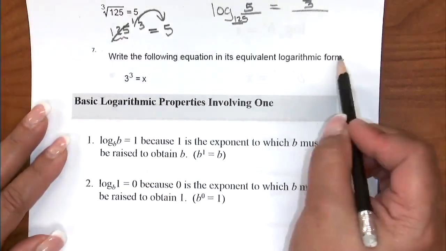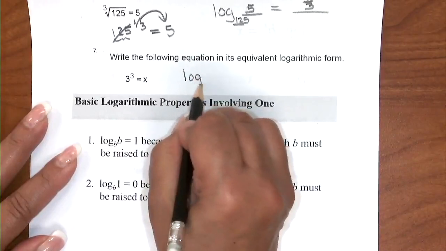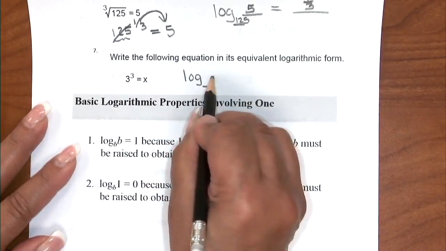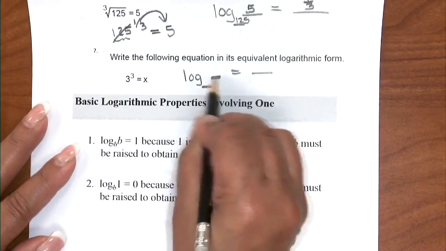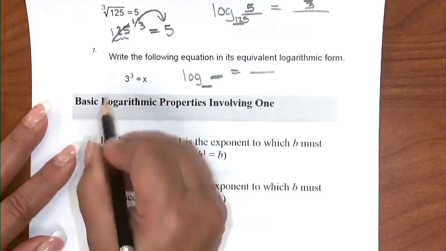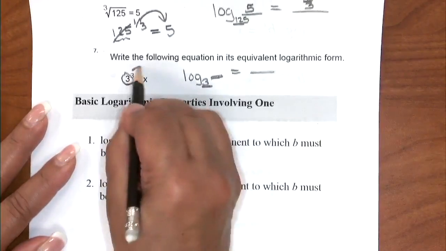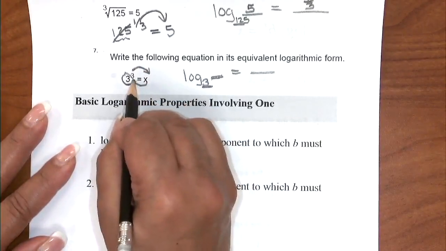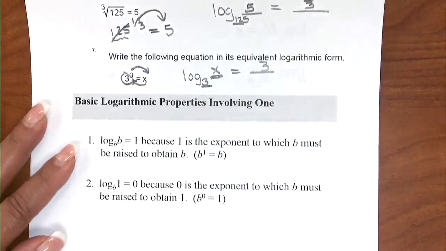Write the following equation in logarithmic form. Put the log right here. Fill out that spot, and this one. Okay, so let's see. Hang that base. Switch these two. So x comes up here, 3 comes up by itself. Okay, enough of those.